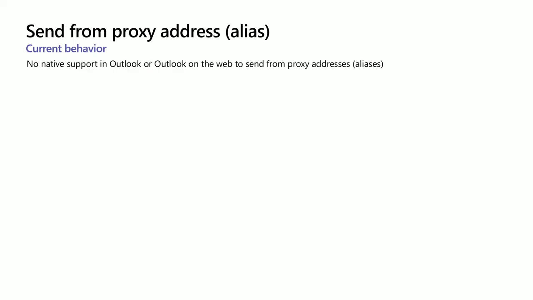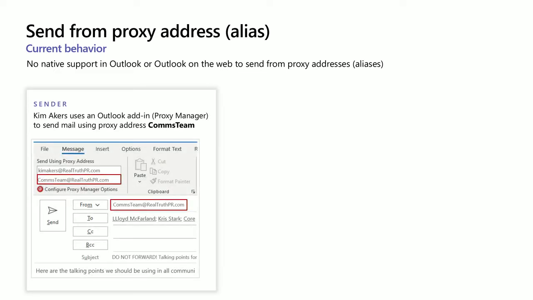So the current behavior, in Outlook nor in OWA or Outlook on the web, we don't support natively being able to select a proxy address, a secondary address, from those. Now, there is a third-party add-in, or there may be more, but the one that I'm familiar with is an add-in into Outlook called Proxy.